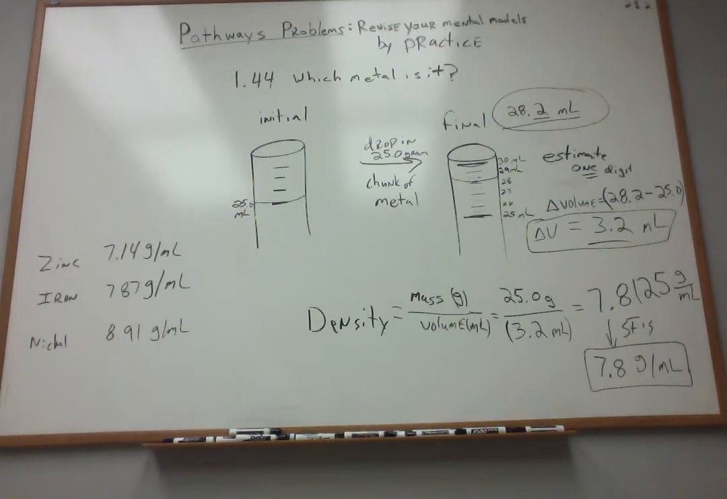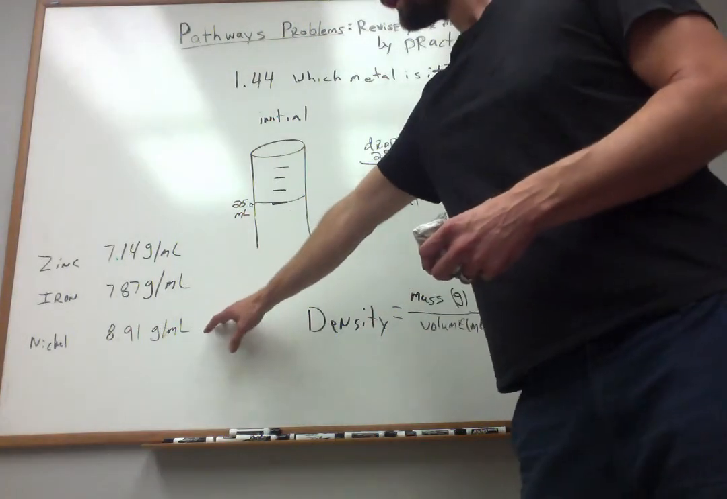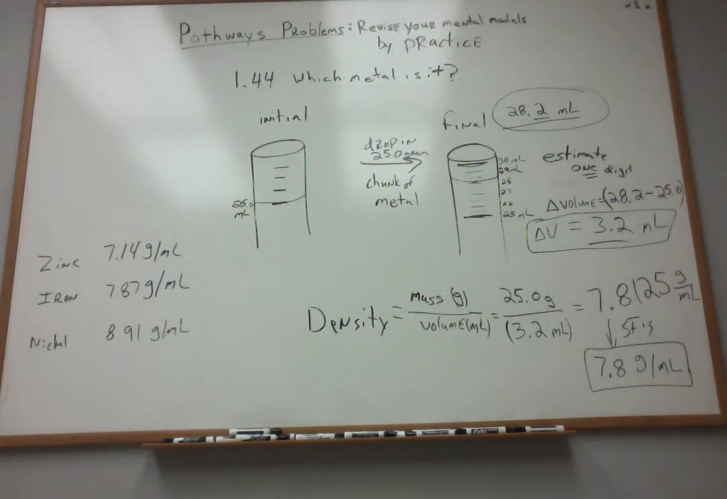And in fact, based on our measurements, if there's no systematic error or no inaccuracy, things that went wrong, like our graduated cylinder was calibrated wrong or our balance gave us the wrong mass, in the absence of that, we could be very confident in excluding zinc and nickel from being a possibility here, okay?